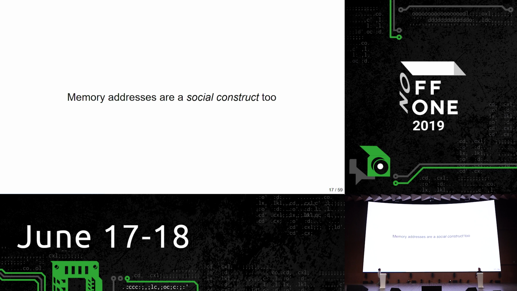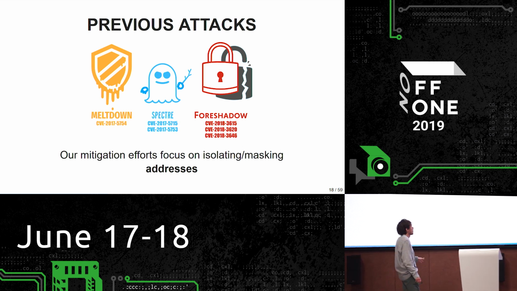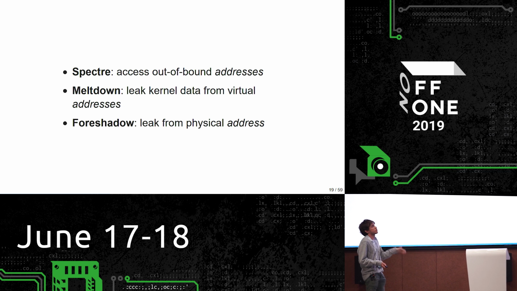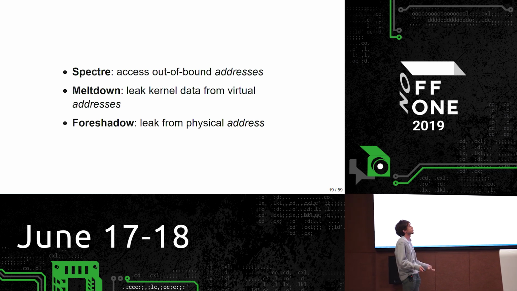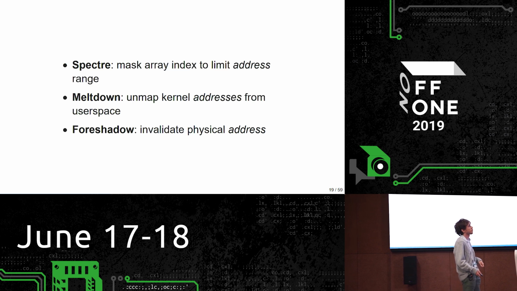Another social construct here are memory addresses. So previous attacks, Meltdown, Spectre, Foreshadow, show that we can specifically and speculatively leak from addresses. Our mitigation efforts basically focus on isolating or masking these addresses because of that. To give you some examples, Spectre shows that you can access out-of-bound addresses. Meltdown shows that you can leak kernel data just from virtual addresses from the kernel that are mapped in. And Foreshadow shows that you can actually leak from physical addresses.